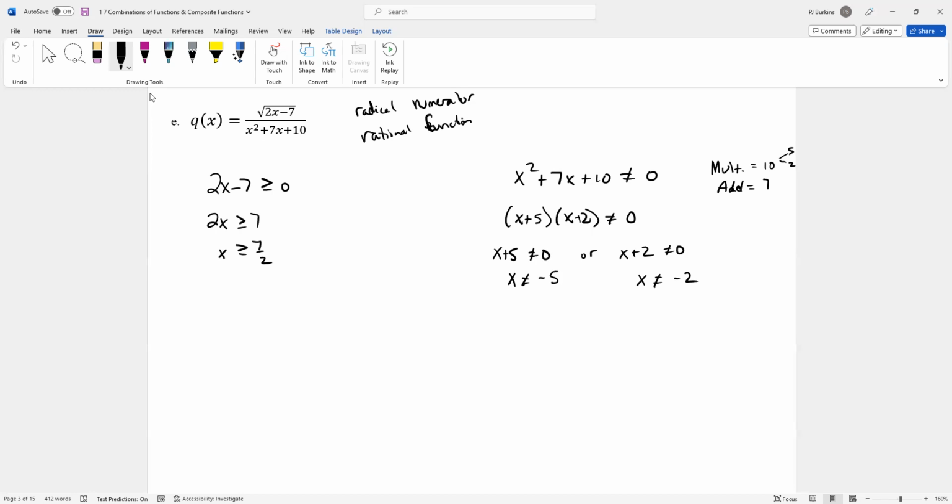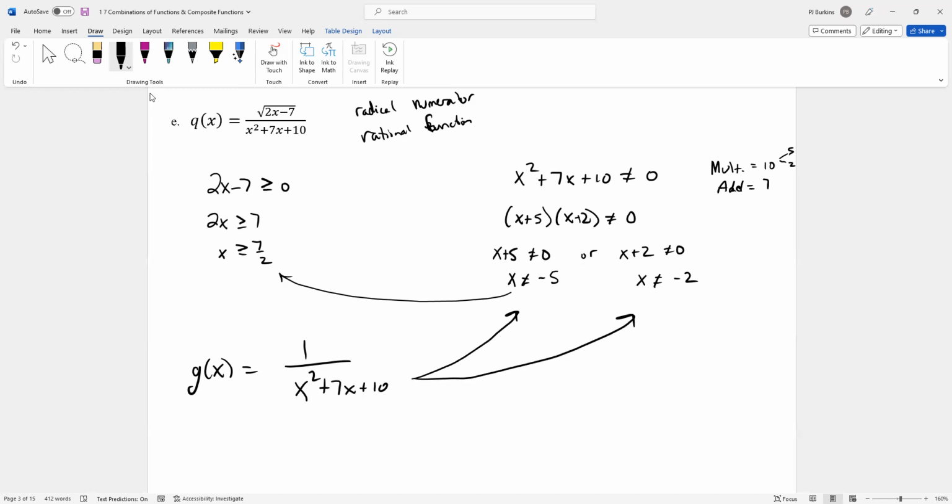Okay. Now, had those numbers fallen within this restriction, we'd have to take them into consideration. For this, we take whatever is more restrictive. Okay. So if the problem was just this, then the restrictions would be can't be -5, can't be -2. And the domain of this would be -infinity to -5, -5 to -2, and -2 to infinity.